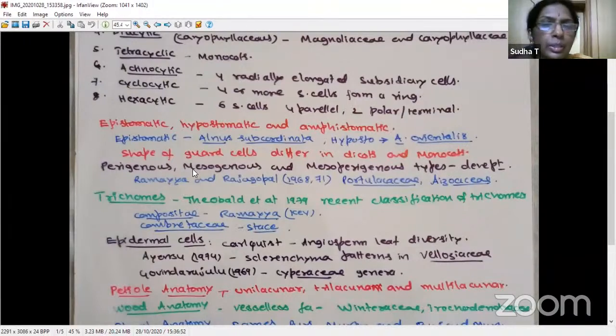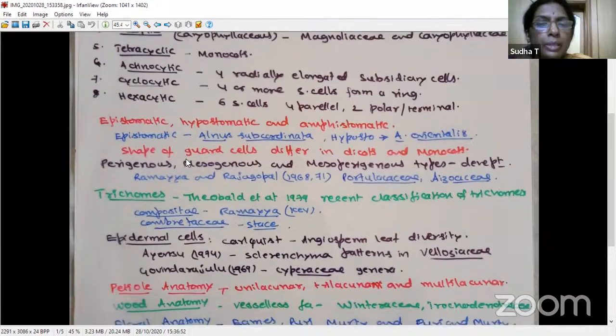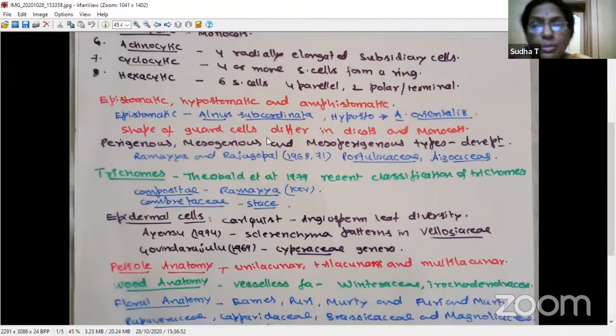So here this is perigenous, mesogenous, and this is based on the shape of the guard cells also differ, all of you know that, right? Normally in the dicot members we call it bean shaped guard cells, whereas in the case of monocots they are dumbbell shaped. They are very unique. The dumbbell shaped guard cells are very unique, their thickenings are also very unique. They help in the identification. The thickening patterns are very helpful in the identification of certain genera in monocots.